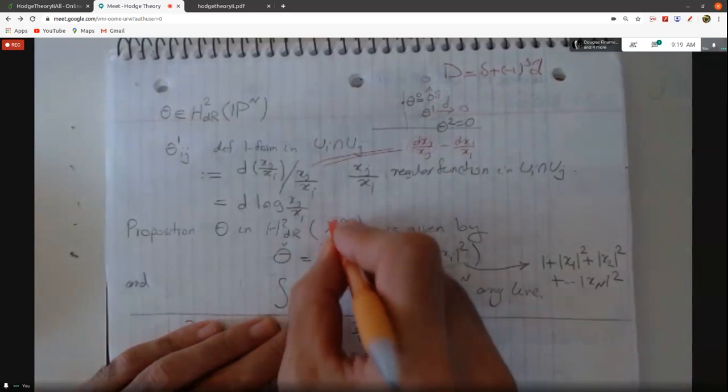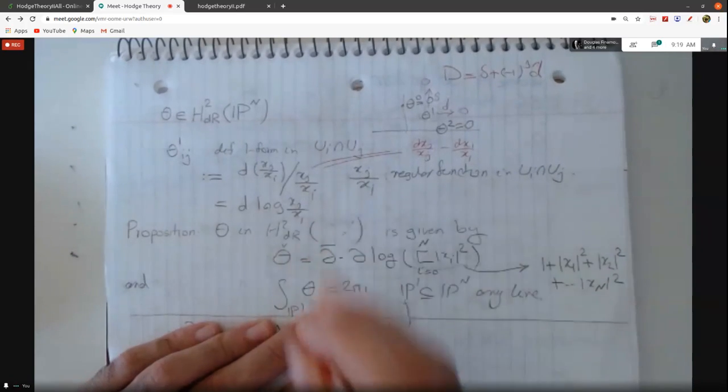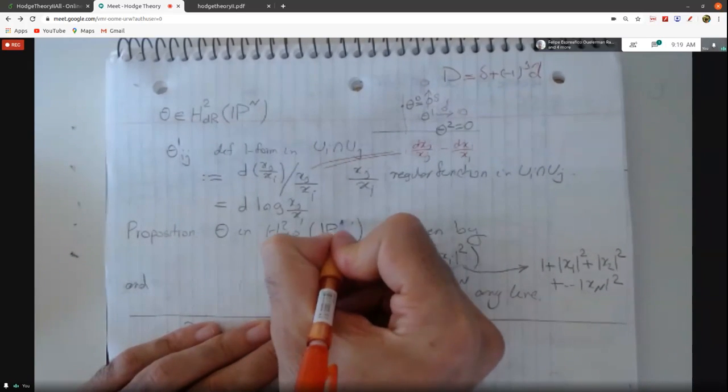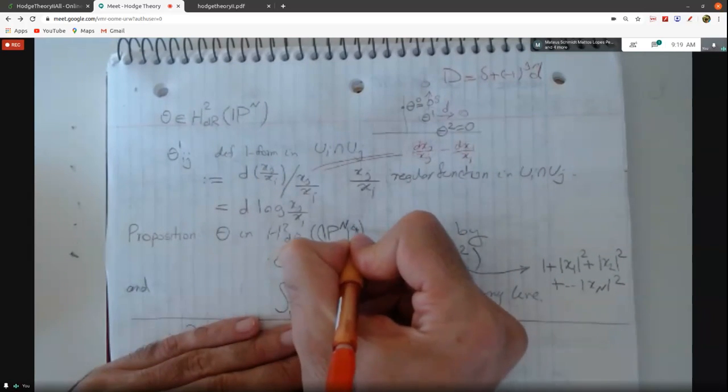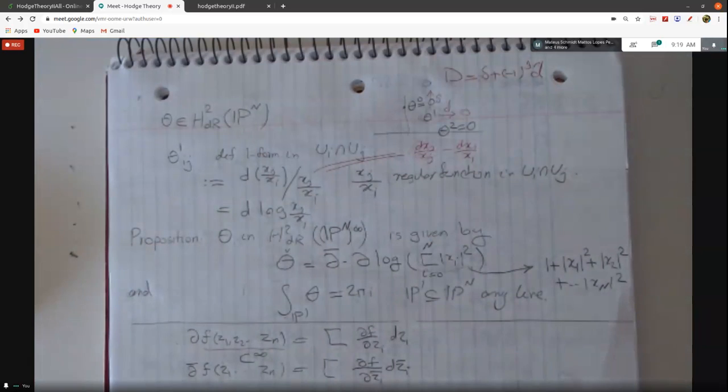Actually, I am talking still about Pn. Let's say I am considering Pn as a C-infinity manifold, and again I have a differential 2-form. I can integrate over any 2-cycle. P1s inside Pn give me 2-cycles, and this integration is 2 pi i.